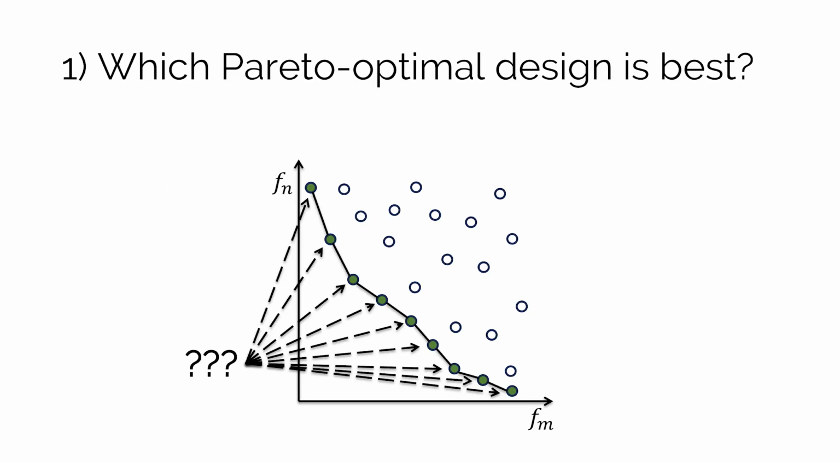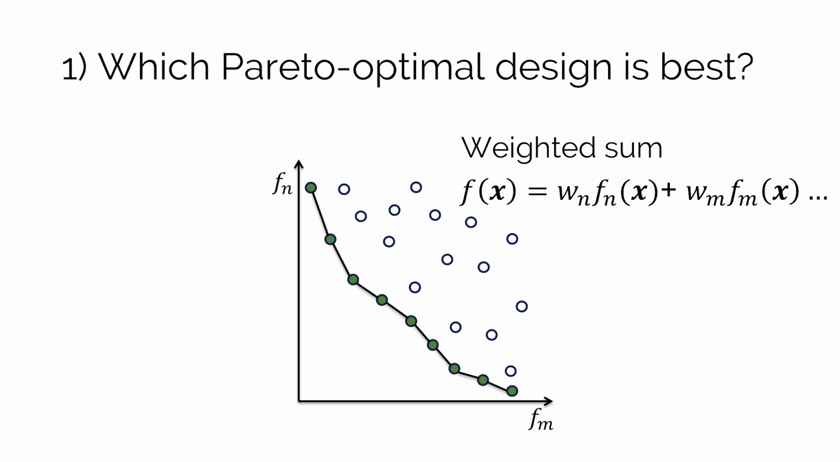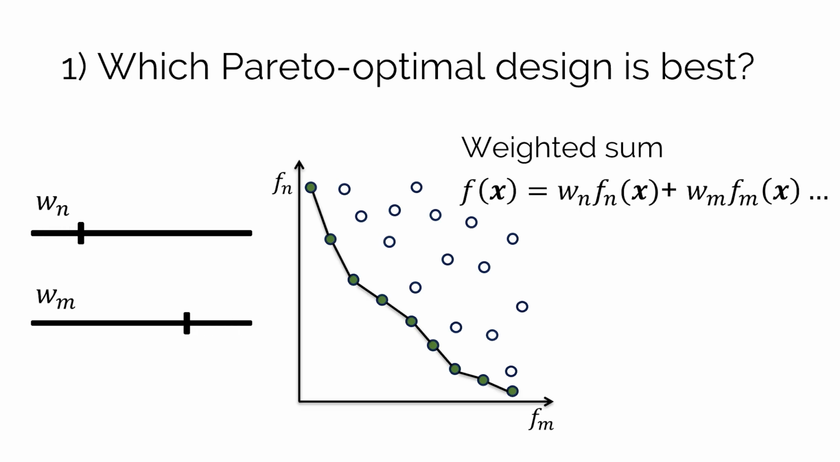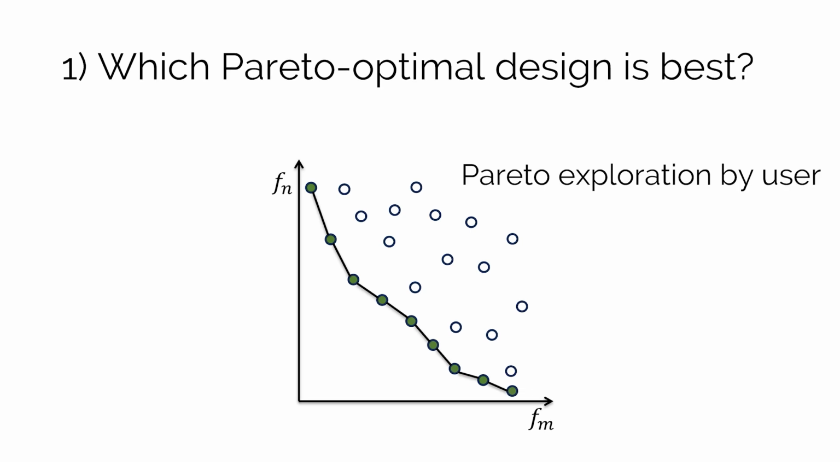The first limitation is that it is unclear which final design to select from the Pareto frontier. One common approach is to transform the multi-objective optimization problem into a single objective problem by weighted sum. However, this leads to information loss, since not all Pareto optimal solutions can be reached when exploring solutions via manipulating weights. Recent work allows users to explore multiple Pareto optimal designs.